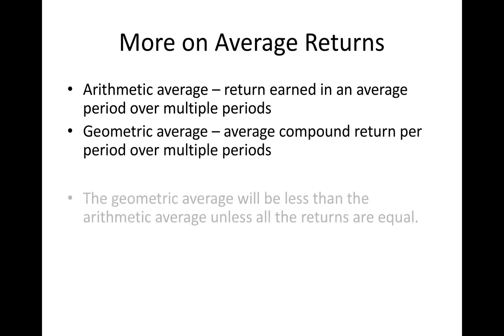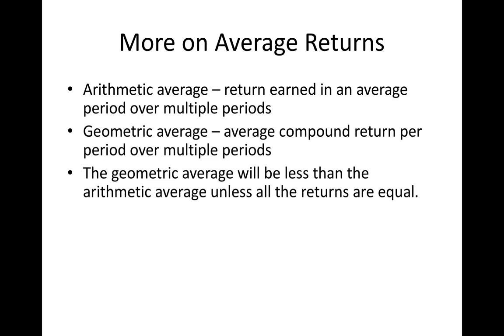So here, this is what we have. The arithmetic mean looks at the average over multiple periods, and the geometric mean looks at the average compound return per period over multiple periods. Now, all things being equal, the geometric average will be less than the arithmetic average unless the returns are equal, in this case, especially if it does not involve negative returns.